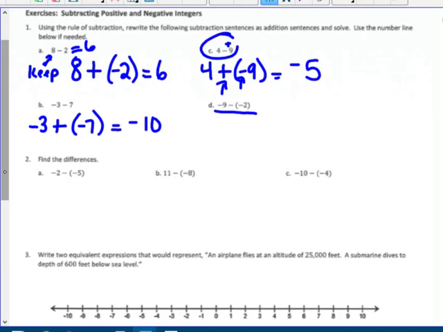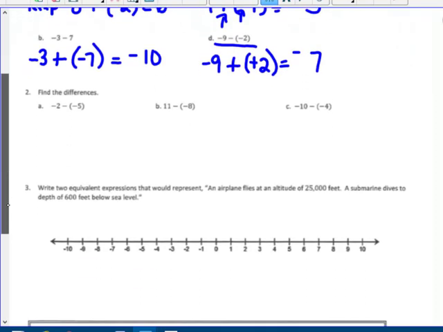Keep, add, up. So keep that negative 9. Change that subtraction to adding its additive inverse. The additive inverse of negative 2 is positive 2. Different sign, subtract. 9 take away 2 is 7. Take the sign of the larger number, negative 9. So my answer is negative 7.